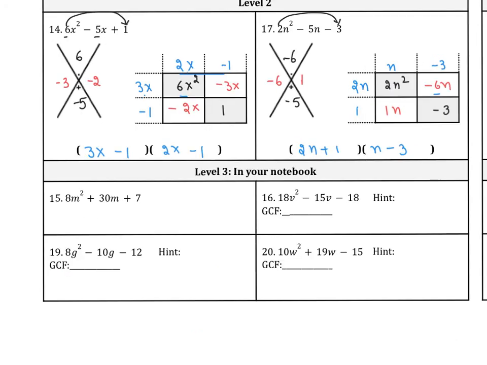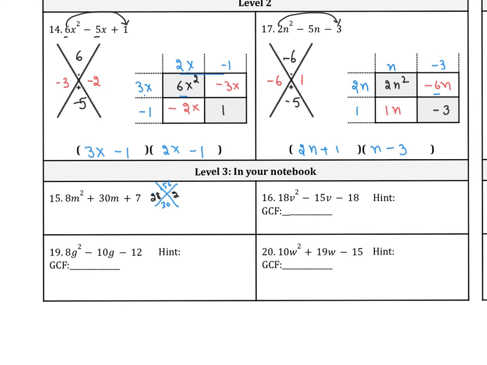And for level 3 problems, this is going to be number 15, a cross and box. On the top, you get 56, on the bottom is 30. Then you need two numbers that multiply to 56 and add to 30, which are going to be 28 times 2, and then you're going to make a box to find the factors.